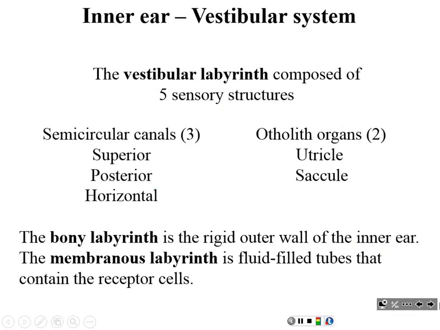And what we are going to be talking about today is the vestibular labyrinth. And it's composed of 5 sensory structures. 3 of them are the semicircular canals: the superior, the posterior, and the horizontal semicircular canals. And 2 of them are the otolith organs, the utricle and the saccule. There are 2 definitions also that I want to introduce now. The bony labyrinth is the rigid outer wall of the inner ear. And the membranous labyrinth is a series of tubes that are filled with fluid that we are going to describe in detail today. And those tubes are the ones that contain the receptor cells.